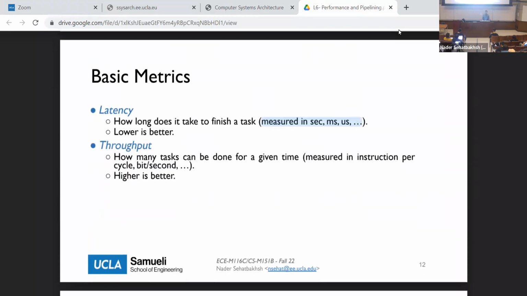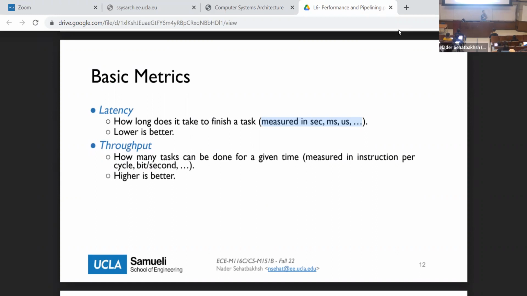The main two metrics that we typically use in order to measure the quality of a design, the quality of performance, are latency and throughput. Latency is a very simple way of measuring things. We measure the time it takes to finish a specific task.